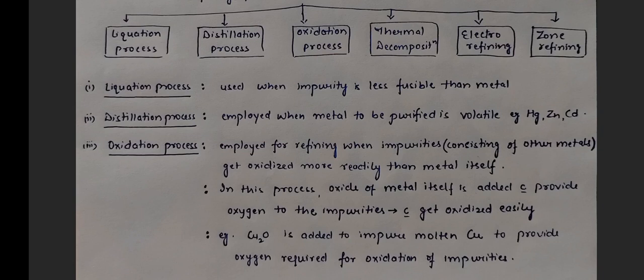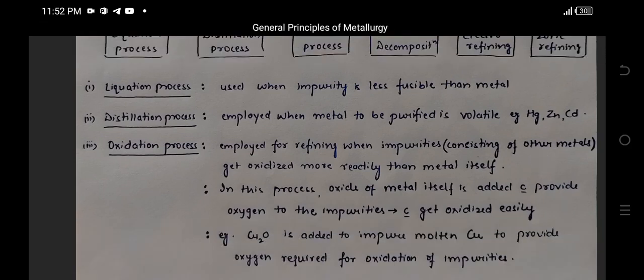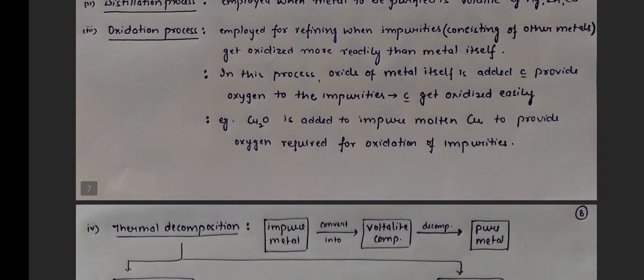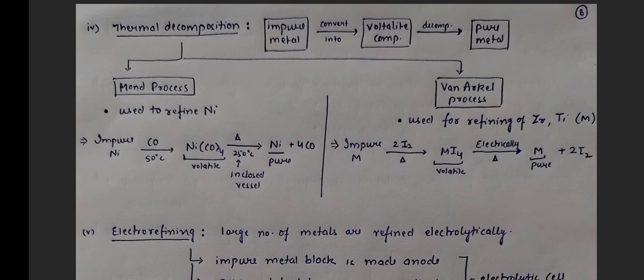In this process, an oxide of the metal itself is added to provide oxygen to the impurities, which get oxidized easily. For example, Cu2O is added to impure molten copper to provide oxygen required for oxidation of impurities. Sorry, these are all for the oxidation process. Next one is thermal decomposition. Impure metal is converted into a volatile compound, then decomposed into pure metal.